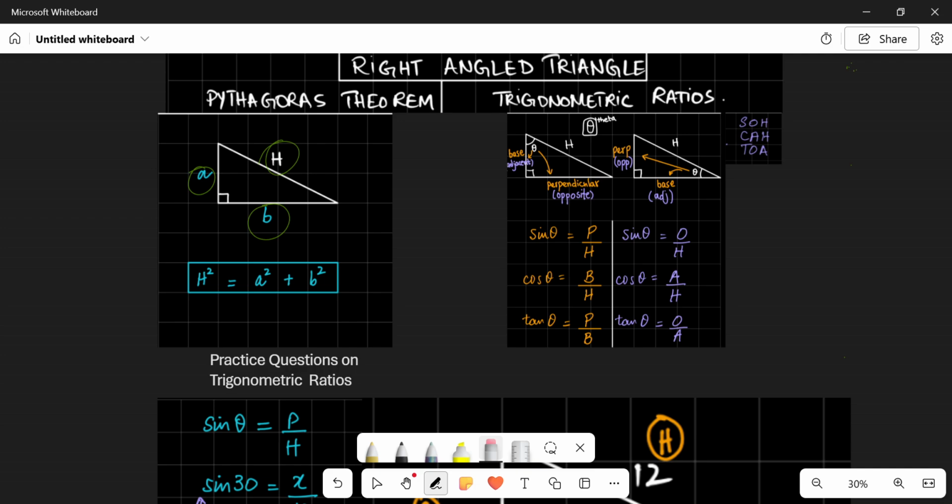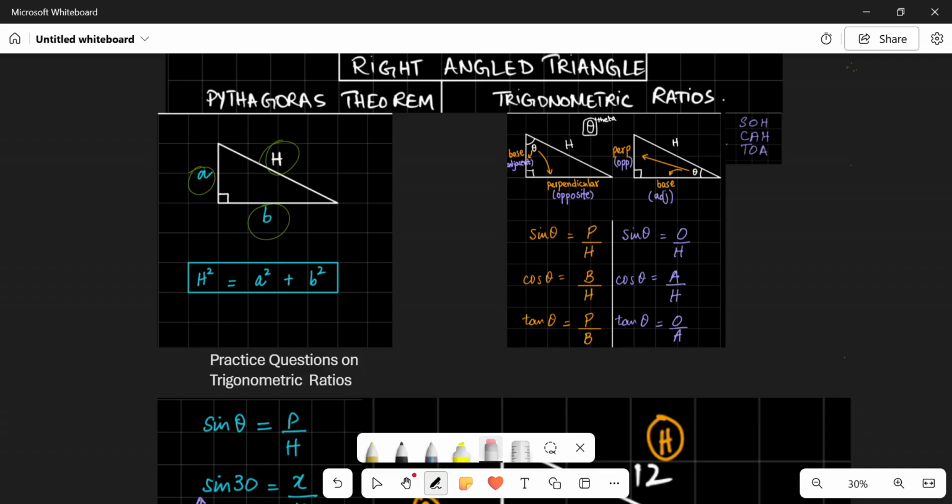Hello everyone. In this video, we will do a quick recap of trigonometric ratios. In the earlier video, I explained the Pythagoras theorem. So before starting the trigonometric ratios, we will just revise the Pythagoras theorem. As we know, the Pythagoras theorem only applies to a right angle triangle.